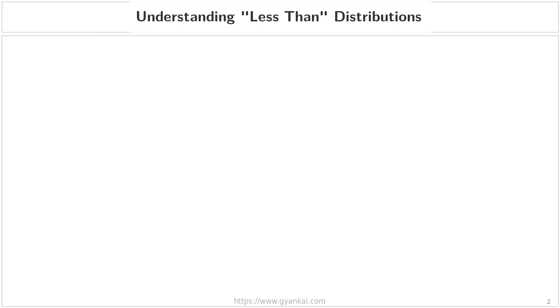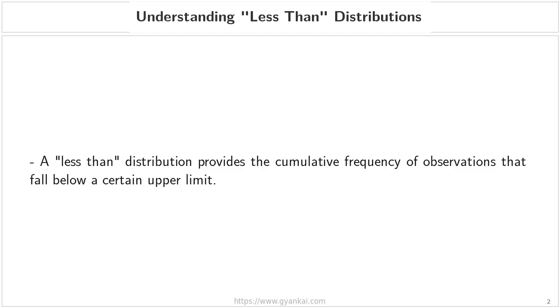Understanding less than distributions. Now that we know we aren't dealing with a standard frequency table, let's really dive into what a less than distribution actually represents. Think of it this way. A less than distribution doesn't just give you the count for one specific group. Instead, it provides the cumulative frequency. This means it tells us the total number of observations that fall below a specific upper limit.